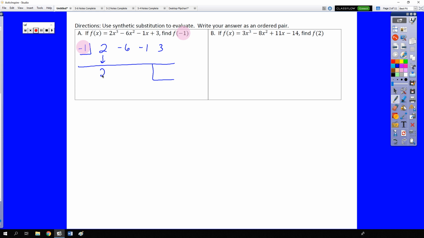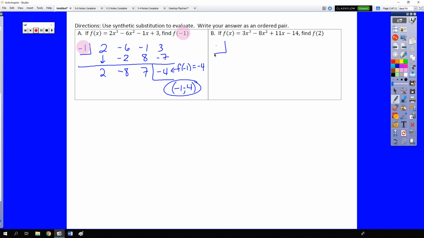Bring that first number straight down. 2 times -1 is -2. Add down, -8. -1 times -8 is +8. Add down is +7. -1 times 7 is -7. Add down is -4. So that tells us that f of -1 is -4, which implies the ordered pair -1, -4 would be our answer.